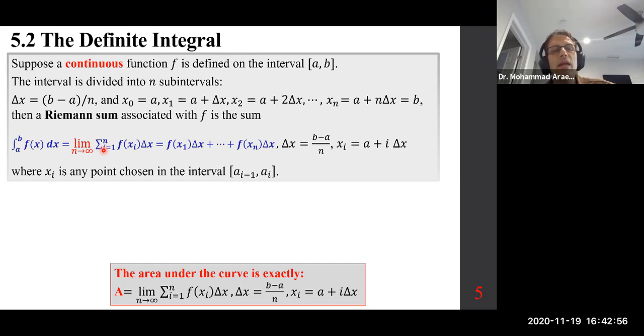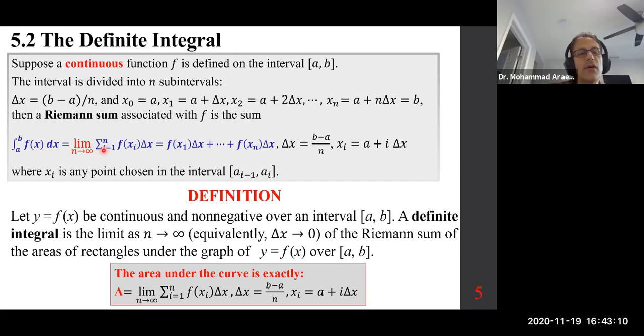Now, it represents the area under the curve if the function is a positive function. By the way, we are assuming a continuous function, of course. So let y equals f of x be continuous and non-negative over an interval from a to b. A definite integral is the limit as n goes to infinity. I hope you realize when n goes to infinity, delta x goes to 0.